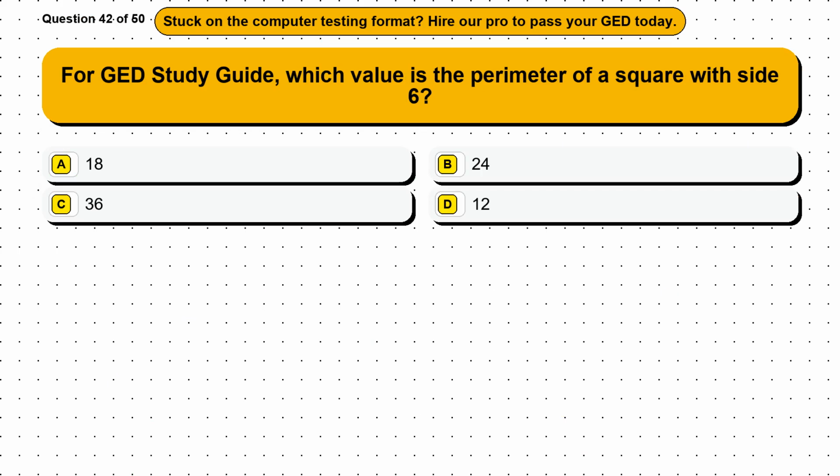Question 42. For GED Study Guide, which value is the perimeter of a square with side 6? Option A, 18. Option B, 24. Option C, 36. Option D, 12.